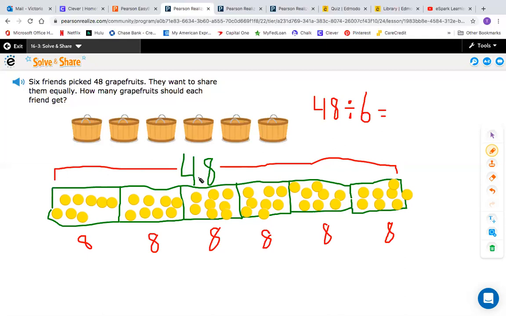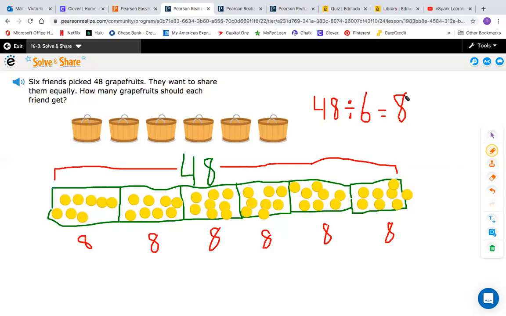So my total is 48, and then I split 48 into 6 groups, and my answer is the amount that each group has. So what is the amount that each group got? Each group got 8, which means that my answer is 8. Okay? So you want to do it just like that.